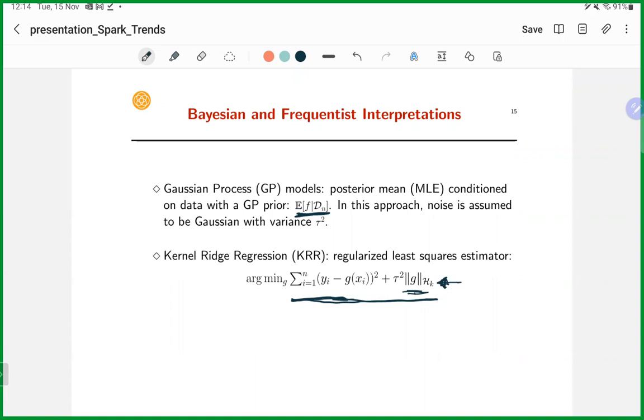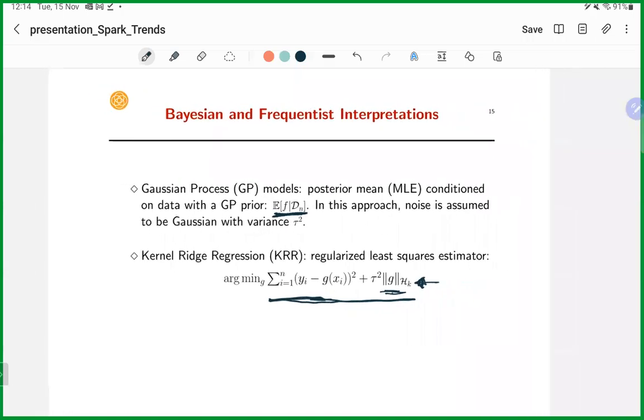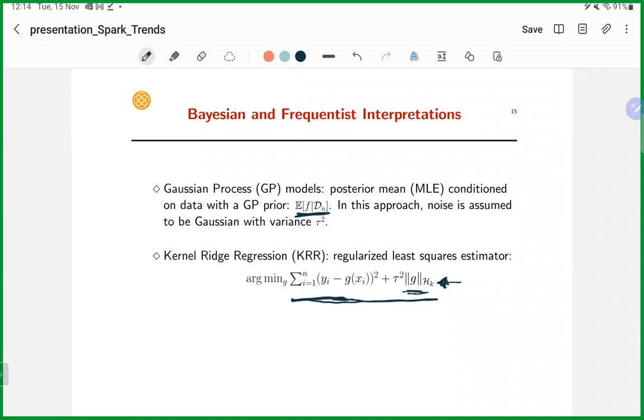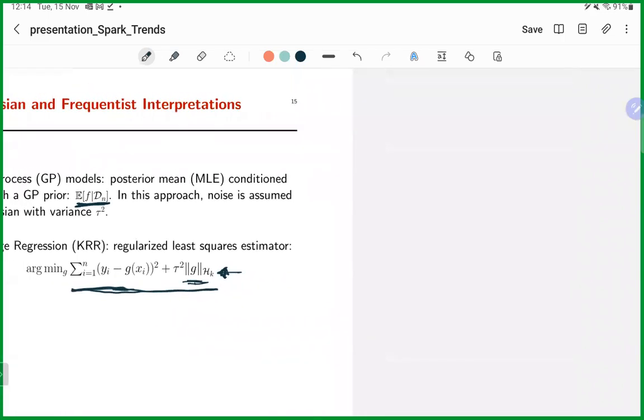So these are two different interpretations of the formulas that we saw for prediction. We can either see it as a Bayesian model where we have a prior on f and we use the data to do a maximum likelihood estimate, or we can say f is unknown in a certain space and find a regularized least squares estimate based on that. And it can be proven that these two interpretations give us the same prediction.